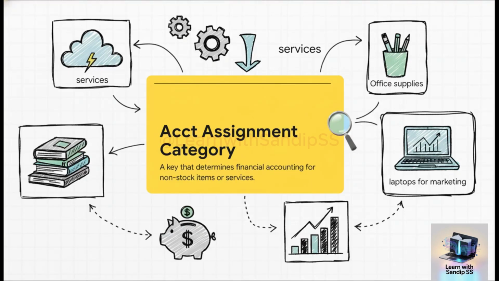Let's break it down. An account assignment category is basically a code. It's a key that tells SAP how to handle the accounting for anything you buy that you're not putting into inventory. So think about services, office supplies, or those laptops for the marketing team. It tells the system what financial information it needs to get.